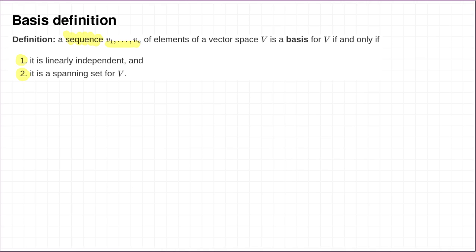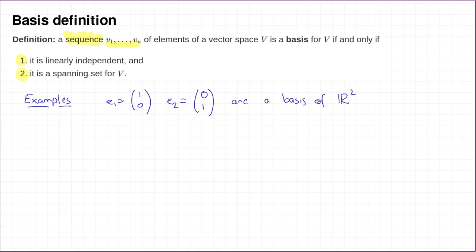We've already met at least two examples of bases, and I'm going to describe them for you now. So first of all, the vectors E1, which I'm going to call (1, 0), and E2, (0, 1), are a basis of the vector space R squared. You have already seen that those two things are a spanning set for R squared in the last video, and that they are linearly independent. I will actually prove this on the next slide in slightly more generality. So there's an example of a basis of R squared.